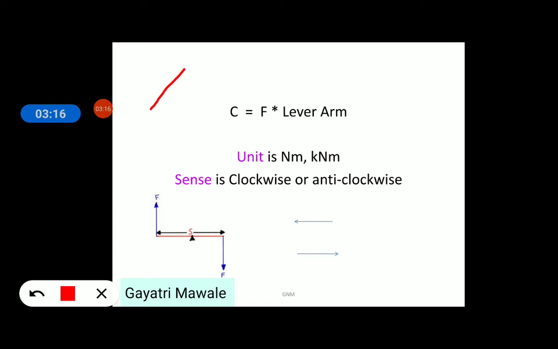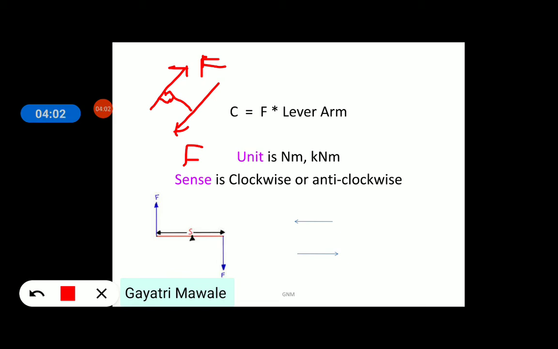If two forces which are equal in magnitude, opposite in direction and are non-collinear act on the object, then it causes couple moment C. This couple moment is written as product of force into lever arm, where lever arm is nothing but distance between two parallel forces. This distance here is called as lever arm, LA. Unit of couple is Newton meter or kilonewton meter.